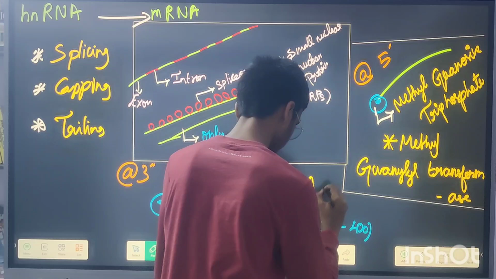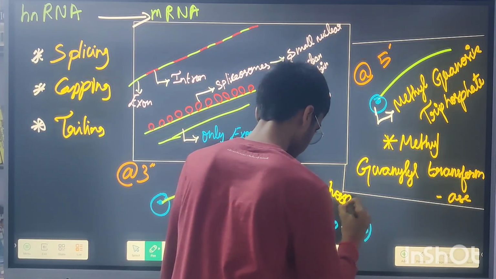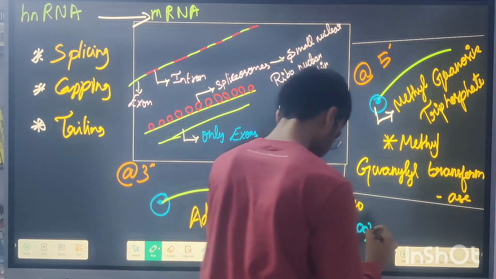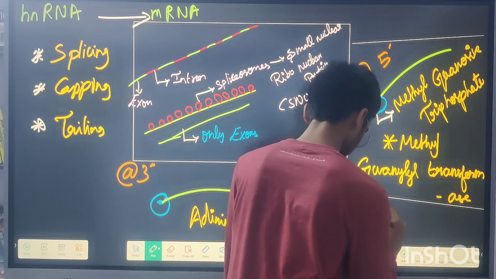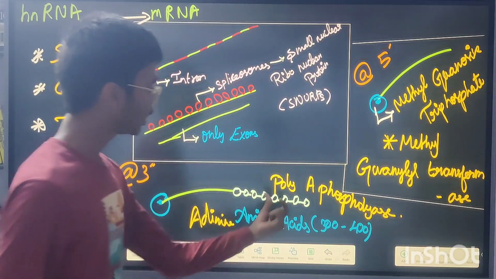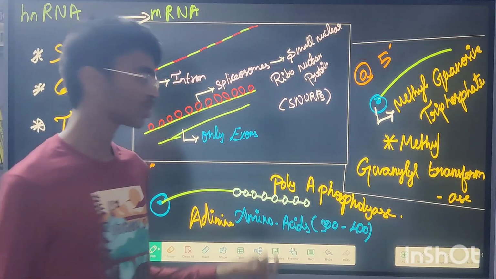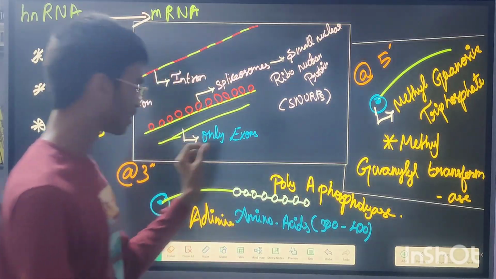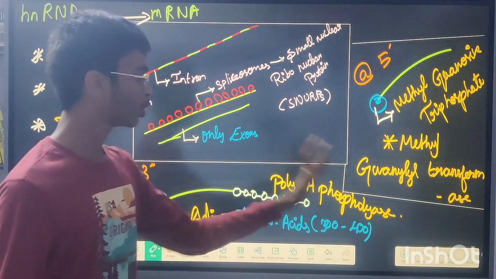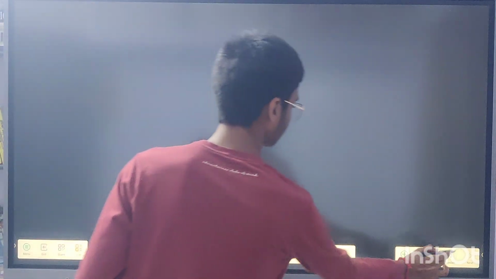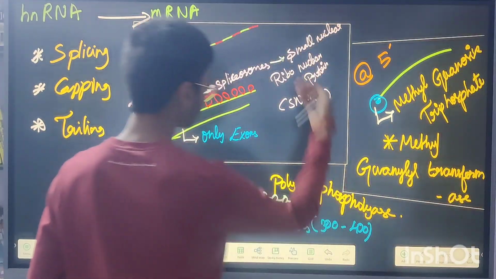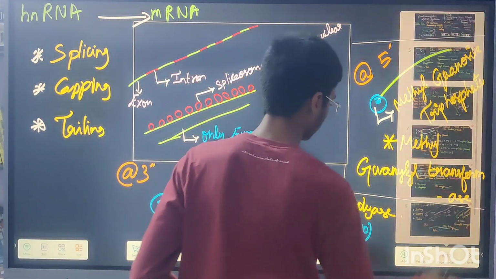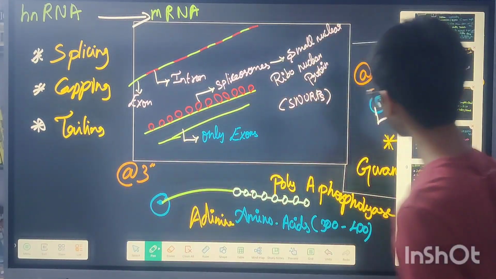Okay, poly A phosphorylase. A means adenine, or amino acids you can take it as. So poly A phosphorylase is the enzyme that is responsible for the addition of amino acids. So here we will just look at what are the enzymes that are responsible and what is their function. That one we will be just checking out.